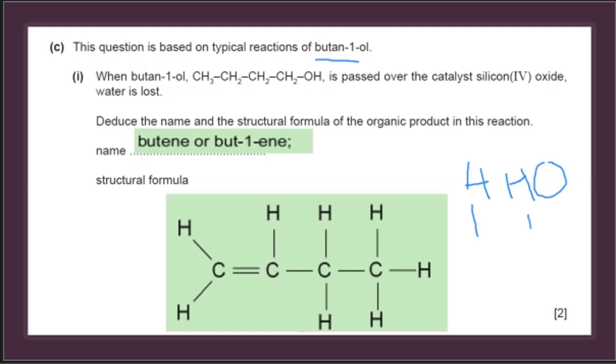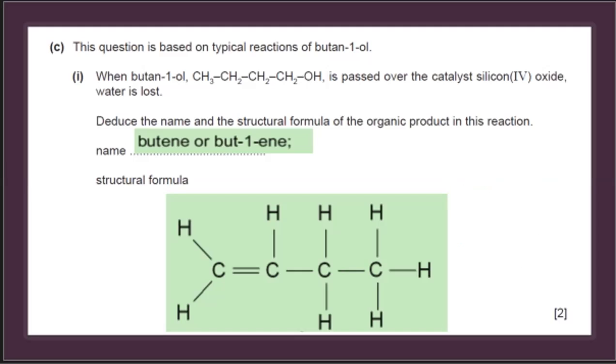H and OH. That gives us water. So if water is lost from the alcohol, this is being removed, H2O. With that being removed, we would be recreating the alkene.